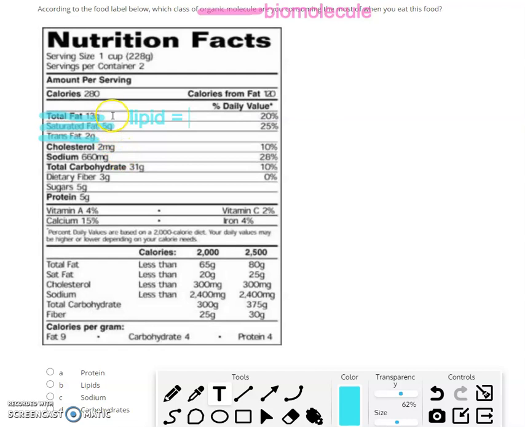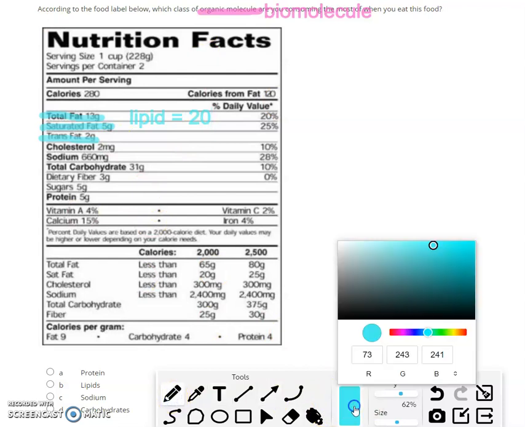So if we're looking for the total amount of fat, the total amount of lipid, we're just going to add these numbers together. So 13 plus 5 plus 2. 13 plus 5, that's 18, plus another 2, that's 20. So we have 20 grams or 20 lipids in whatever food this is. Okay, and so now we're going to keep looking.